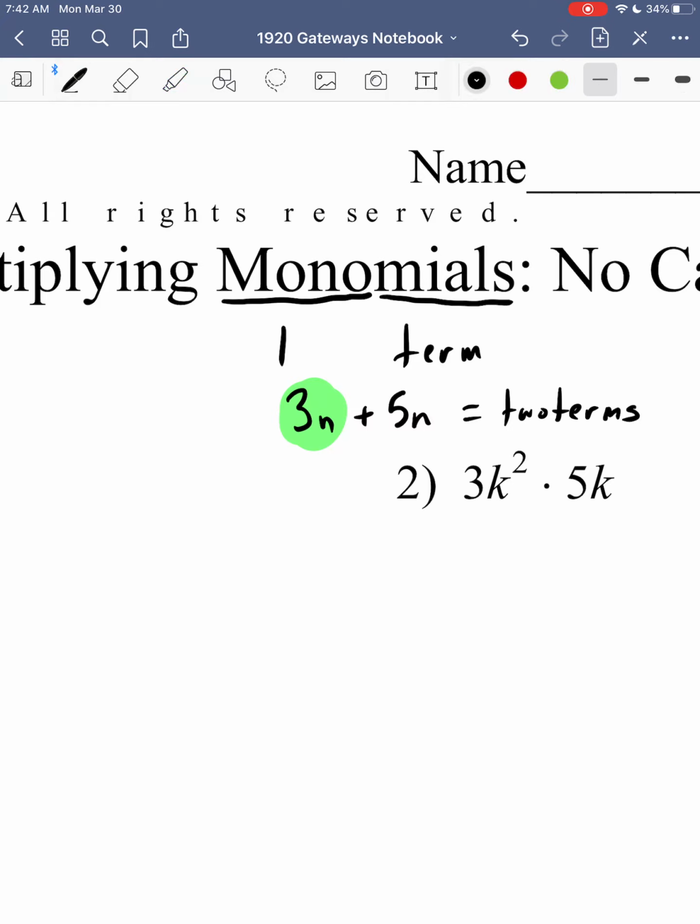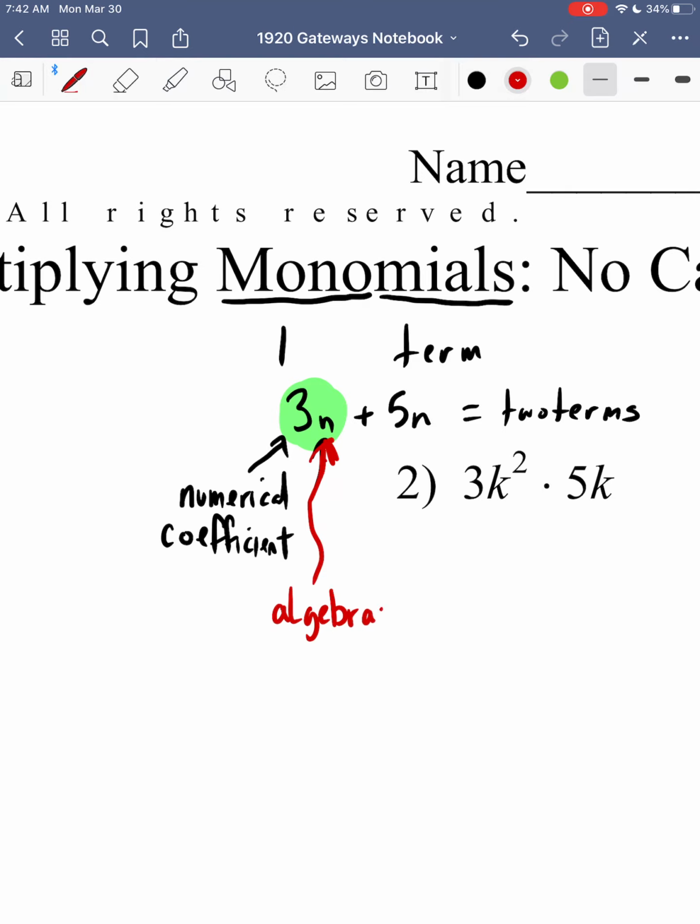And a little bit more of the anatomy here, these are both called coefficients. This is the numerical coefficient. Good. And this here, maybe I'll make a red arrow, there we go, is the algebraic coefficient.